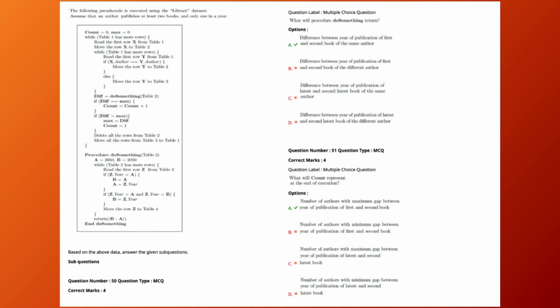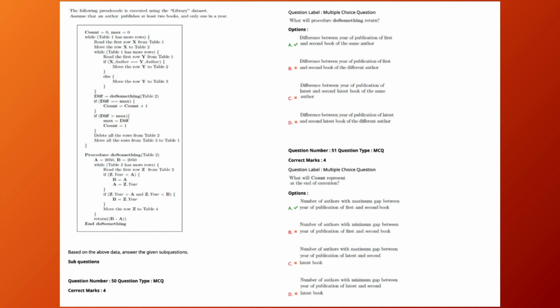So in the pseudocode, we see that we have initialized the value of count to 0, max to 0. Then we are going to iterate through table 1. We read the first row X from table 1 and then move that particular row to table 2. Then, you know this particular procedure by now, with 2 nested while loops, we are comparing a single author with all the authors, for each of the authors.